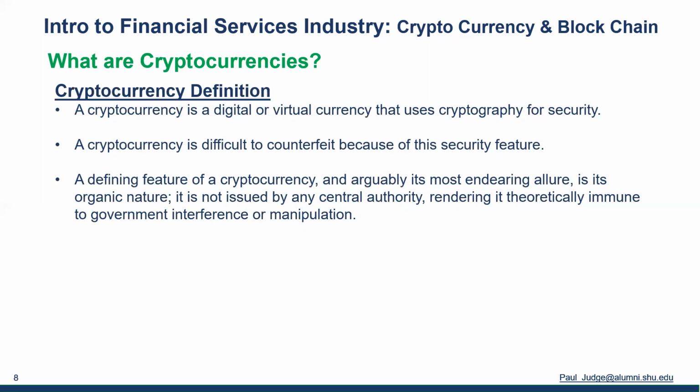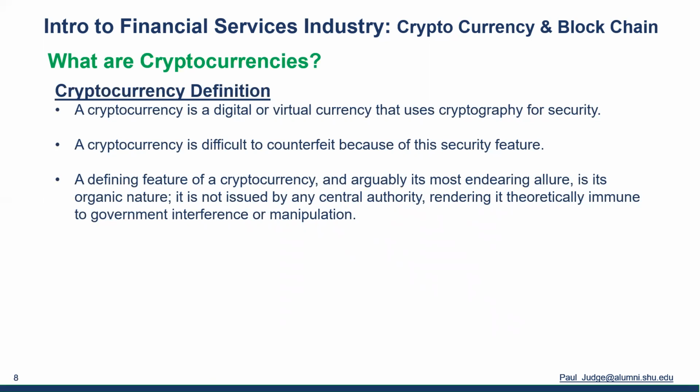So cryptocurrencies are not issued by a government. They're not issued by a bank. They're not issued by the state. They're not issued by any central authority. That's one of the defining things that makes cryptocurrency different than currency.